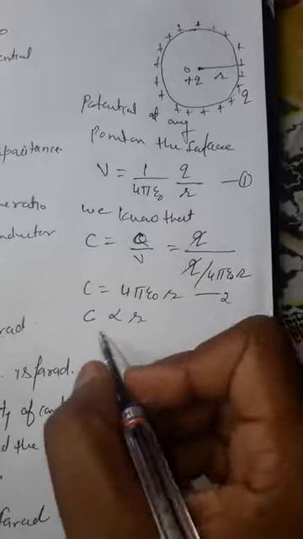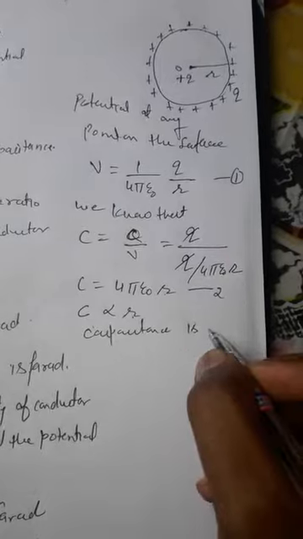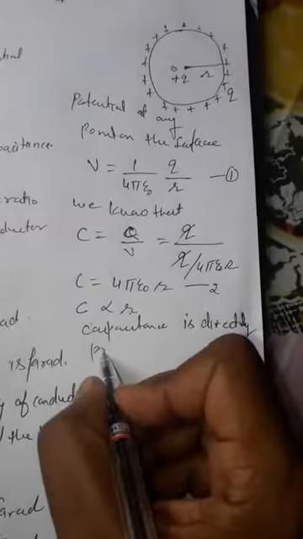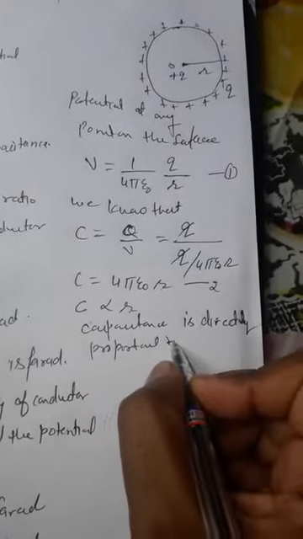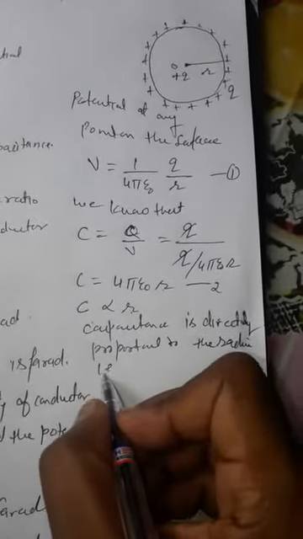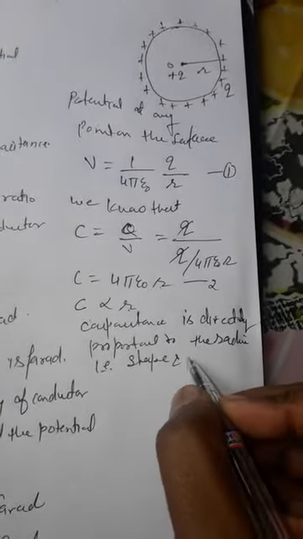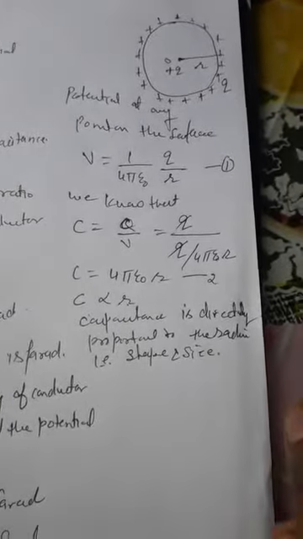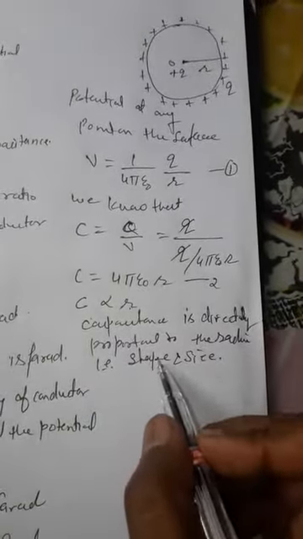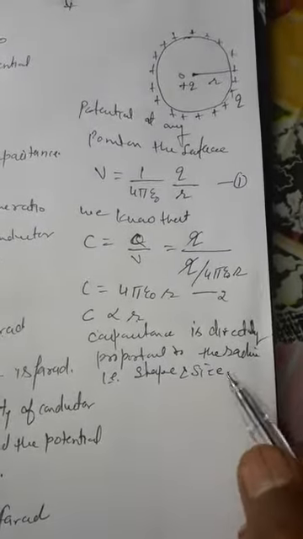Okay. So we can say capacitance is directly proportional to the radius, that is capacitance is related with the shape and size of the conductor, not the nature of the conductor. Okay. So we can say capacitance depends only on the shape and size of the conductor. It does not depend on the material of the conductor.